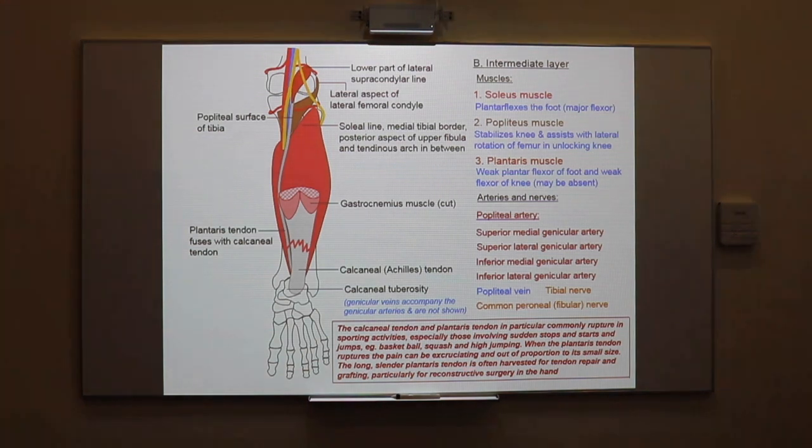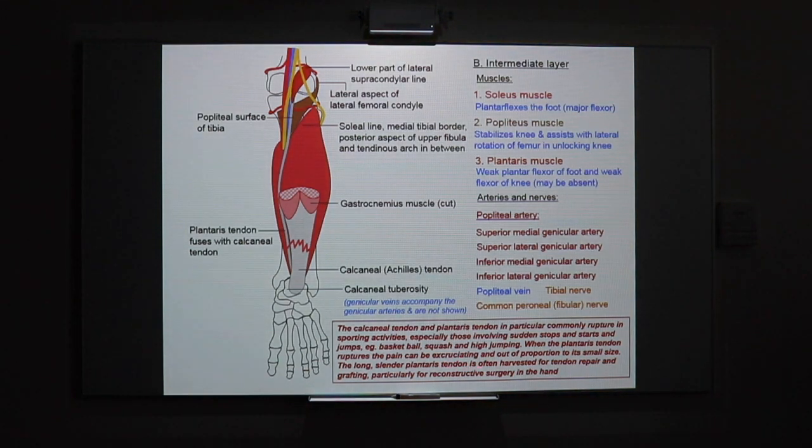The long slender plantaris tendon is often used for tendon repairs also. So if you have tendon ruptures in the upper limb, you can harvest the plantaris tendon and use it for tendon repairs in the upper limb. Yeah, grafting.